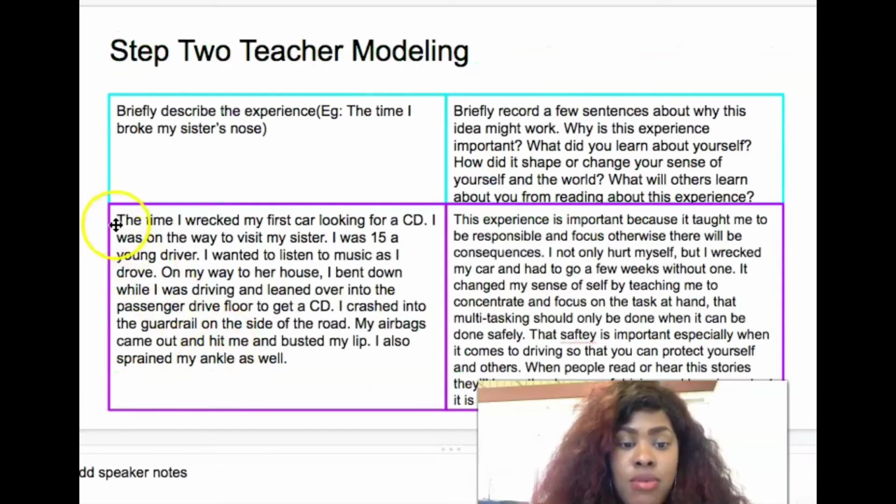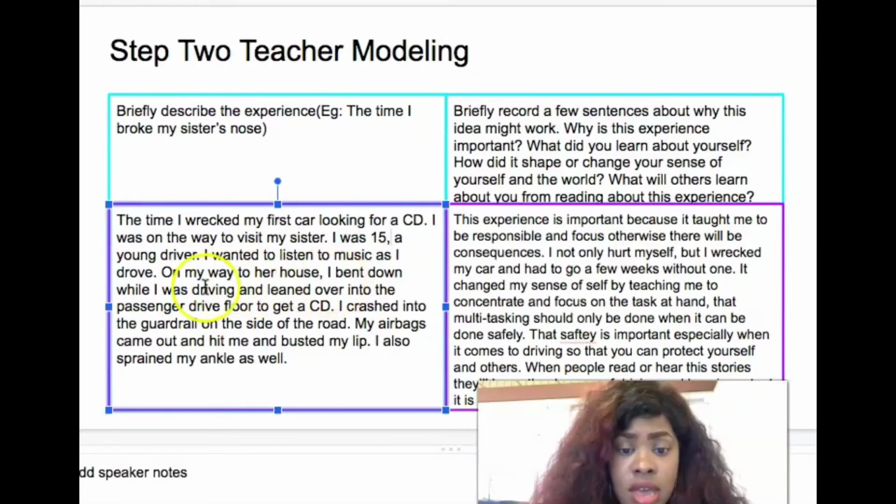The example that I wrote was I described an experience. I said, I'm going to write about the time I wrecked my first car looking for a CD. This is a true story. I was on my way to visit my sister, and I was 15, a young driver. I wanted to listen to music as I drove.